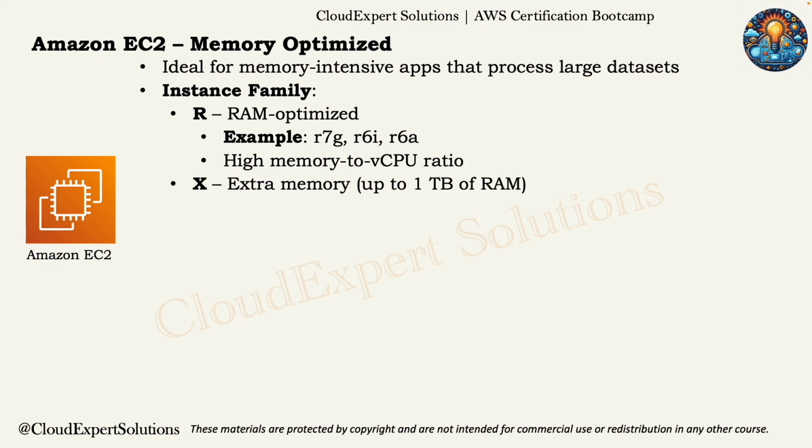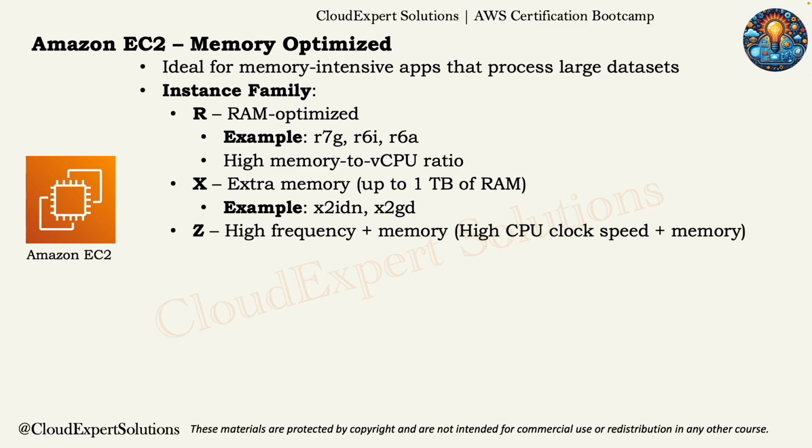If you have a requirement of extra high RAM up to 1 terabyte, then you can choose the X series. X series is known for extra high memory. Examples could be X2IDN, X2GD. If you have a requirement for high CPU clock speed and memory both together, then you can look for Z series. Z series is known for high frequency CPU plus memory. Examples could be Z1D. And last but not least, if you have a requirement of ultra high RAM, up to 24 terabytes, then you can opt for U series.